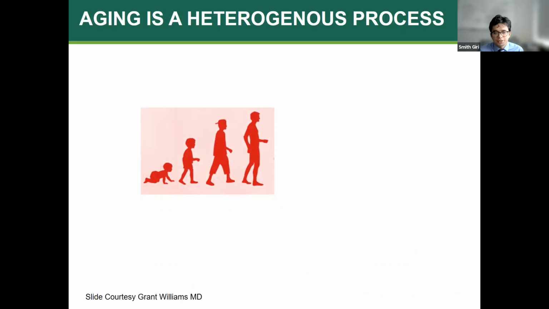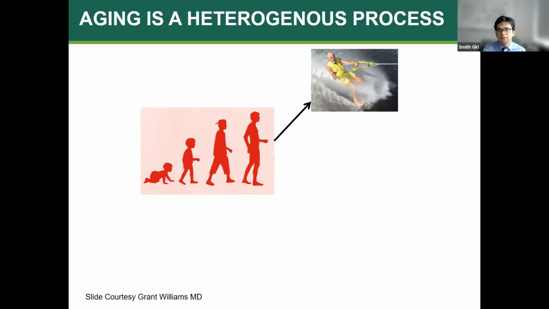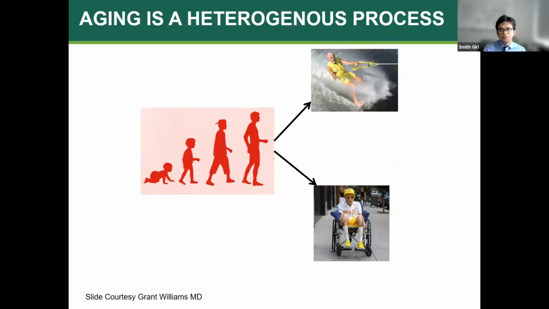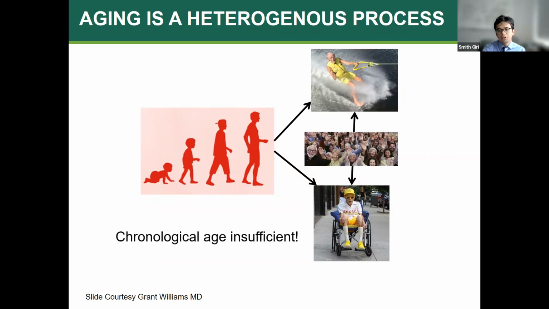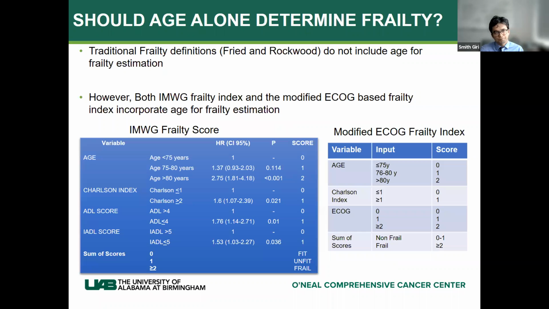Secondly, aging is a heterogeneous process. We know, and we've all seen in our day-to-day clinical practice, that patients of the same age can have different functional status. Therefore, use of chronologic age alone to guide treatment decisions is inaccurate. The problem is that in the myeloma literature, there are two most commonly used frailty definitions: the IMWG frailty index and the modified ECOG frailty index. Both of these indices use chronologic age as an independent scoring variable to define frailty. As you can see, just by virtue of being older than 80 years, patients can be inaccurately classified as frail.